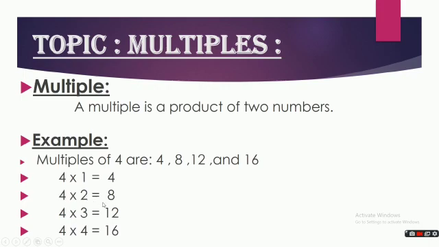4 1s are 4, 4 2s are 8, 4 3s are 12, 4 4s are 16, 4 5s are 20, 4 6s are 24. By carrying on, we get the rest of the multiples of 4. So what are the multiples of 4? It's simple, the 4 table. Just read out the table and you will get the multiples of the given number.